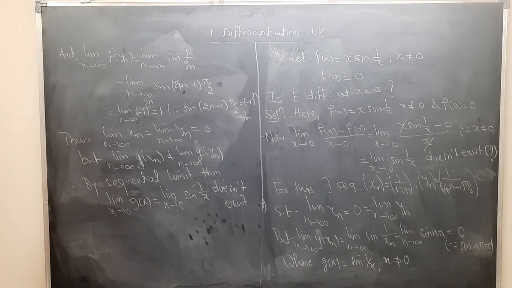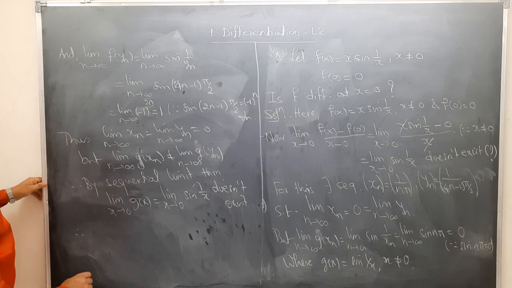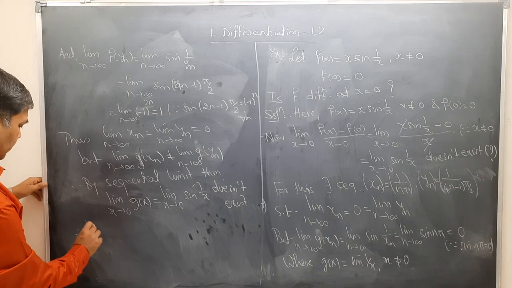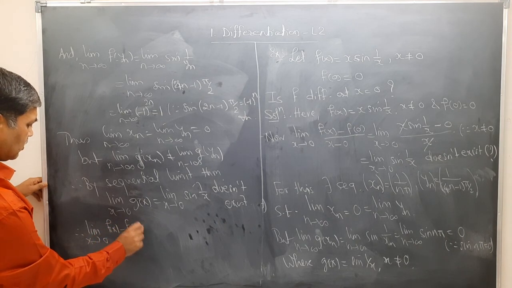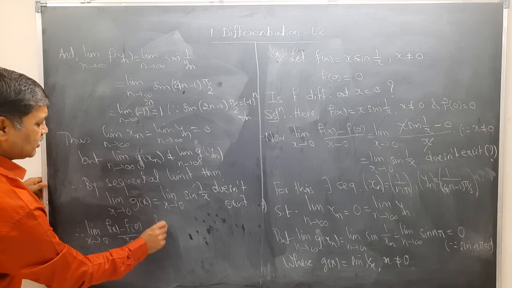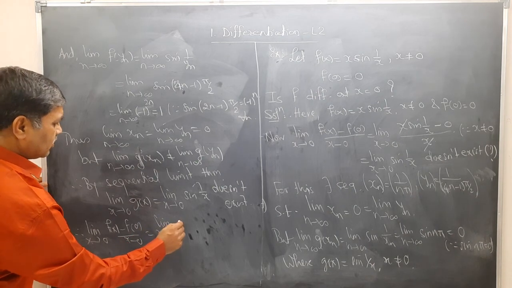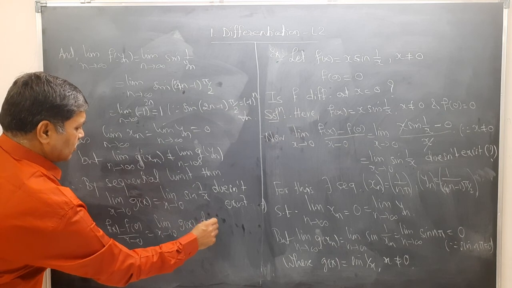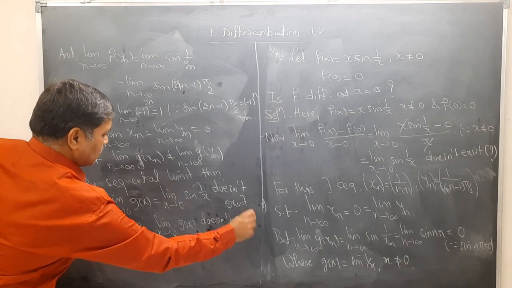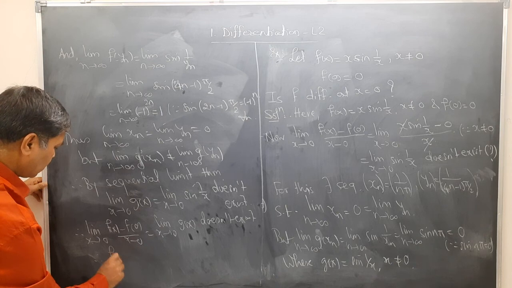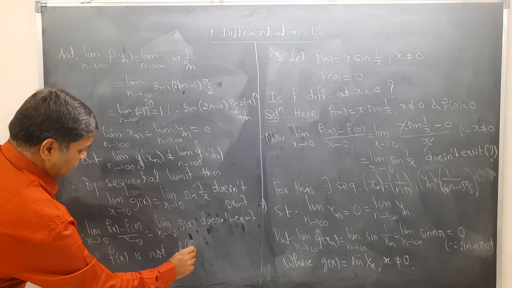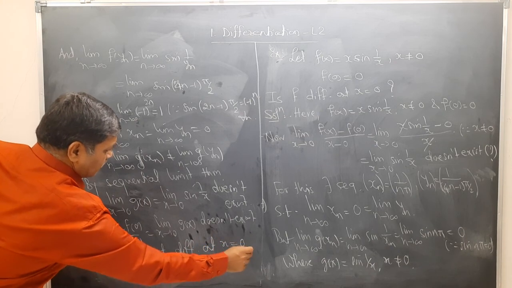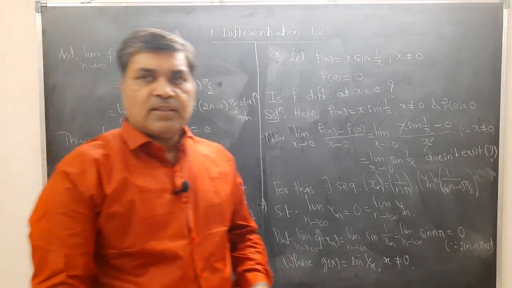And therefore the limit as x tends to 0 of (f(x) minus f(0)) upon (x minus 0), which is equal to the limit as x tends to 0 of g(x), doesn't exist, and therefore f is not differentiable at x equal to 0. It is not differentiable at x equal to 0.